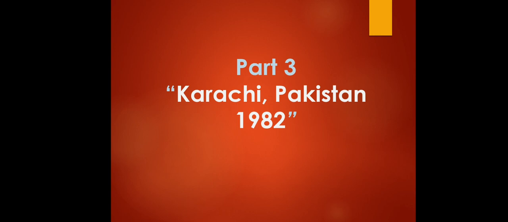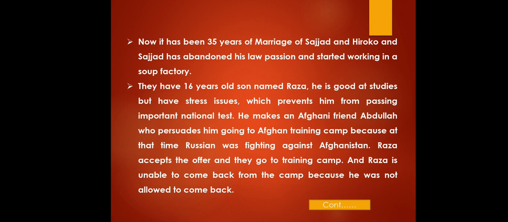Now it has been 35 years of marriage of Sajjad and Hiroko, and Sajjad has abandoned his love passion. As we discussed previously, Sajjad is a legal assistant to Jacob. So now he has abandoned his love passion because he has changed his homeland and now he is residing in Pakistan. So there is a completely different environment. Before independence and after independence, you see lots of difference.